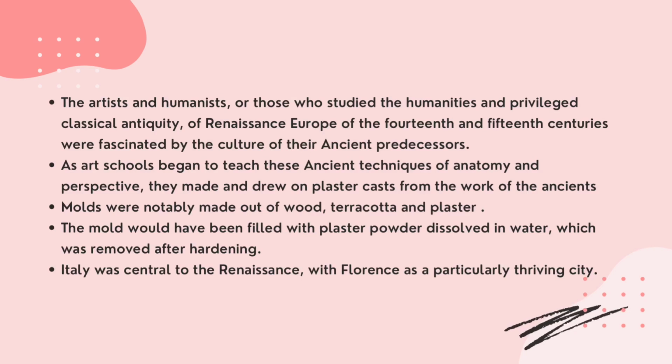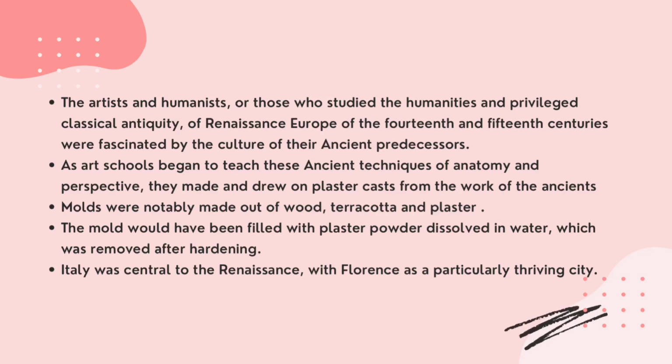As art schools began to teach these ancient techniques of anatomy and perspective, they made and drew on plaster casts from the work of the ancients. The most common type of plaster mainly contains either gypsum, lime, or cement.